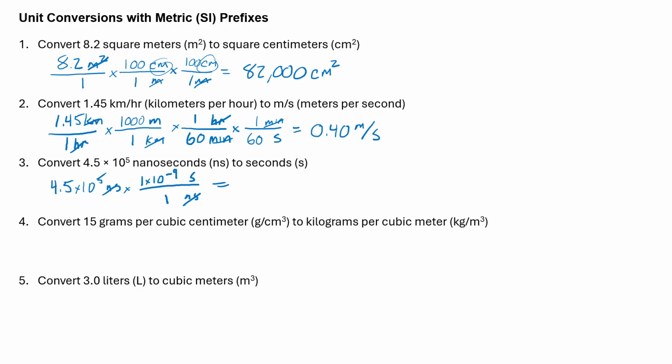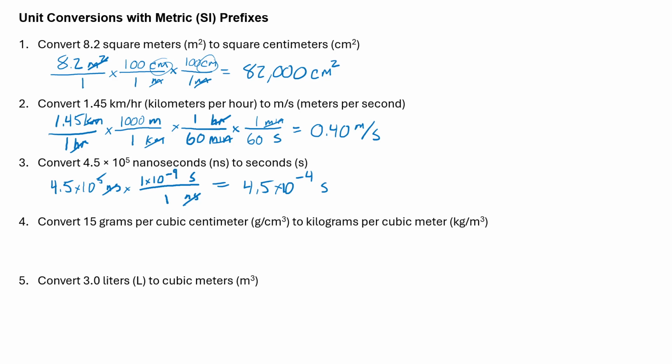Now nanoseconds cancels out, and that gives me 4.5 times 10 to the 5th times 1 times 10 to the minus 9th, which gives me 4.5 times 10 to the minus 4th seconds. If I've got a minus 9 and a plus 5, that gives me a minus 4. 4.5 times 10 to the minus 4th seconds.